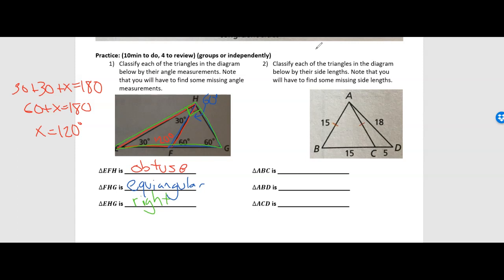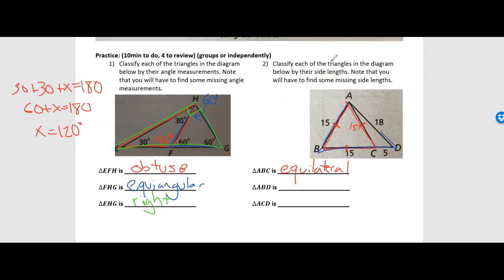All right, on to number 2. We're classifying by sides. Let's do A, B, C in red. Well, we notice that there are 2 tick marks here. So if one side is 15, the other side is 15. But the bottom side is also 15. So essentially we could have 3 tick marks here, which means that this is an equilateral triangle. Equilateral triangle.